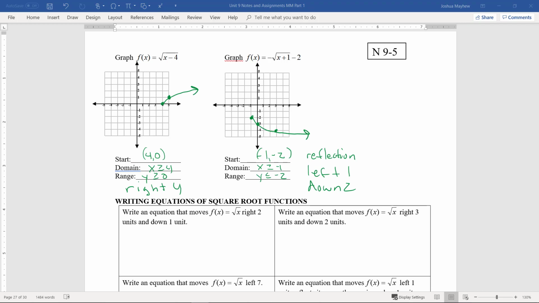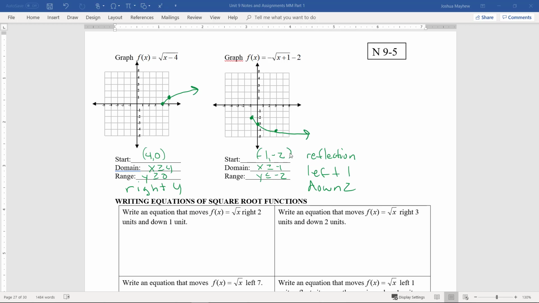First one, see the starting point, you see the domain and the range, and the only thing that happened was it was a shift to the right 4. And last one, a lot going on here. Okay, well, there's a negative out front, there's some horizontal change underneath the square root, and then there's some vertical change outside of the square root.